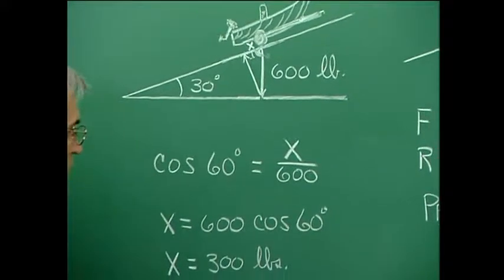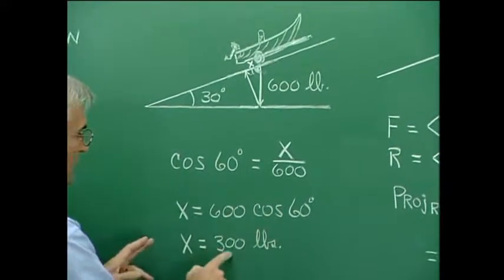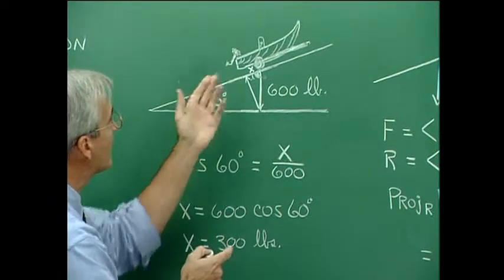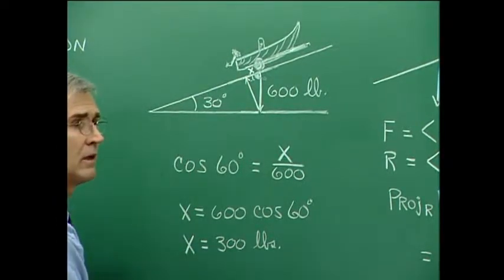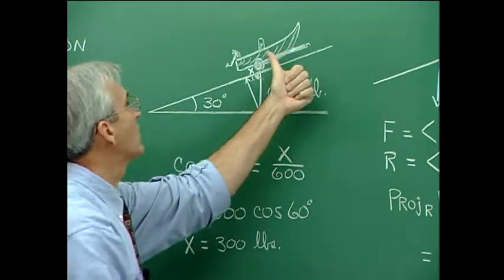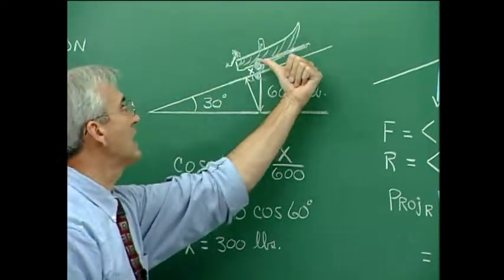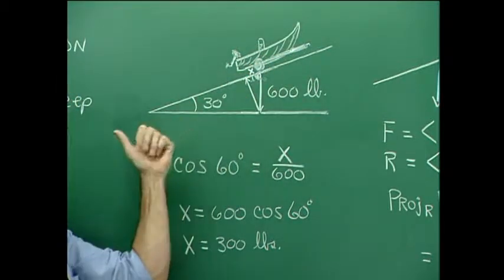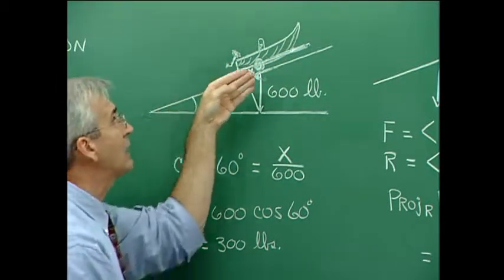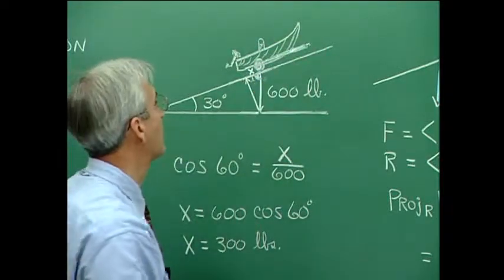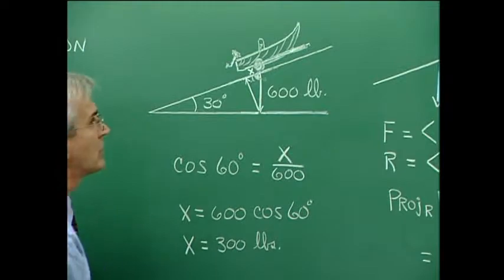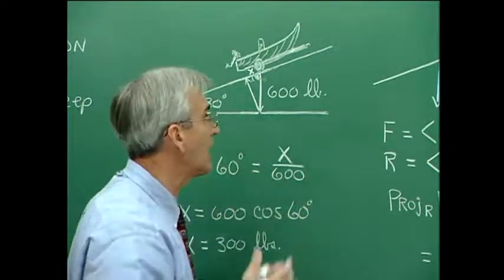Cosine 60 degrees is 1/2. So half of 600 is 300. It's going to take 300 pounds of force to prevent that rig from rolling down the hill. You see, the tendency is a 300-pound tendency to roll down the hill. So to prevent it from happening, we'll have to exert a force in this direction of 300 pounds. So that's the notion. Now, another way to approach it is as a projection kind of problem.